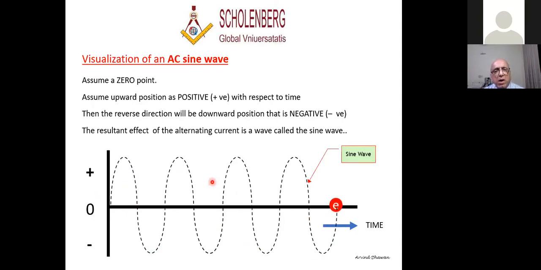Then we talk about the AC sine wave. This is what an AC sine wave looks like, right? If you assume position 0, then one side is positive, the next side is negative. The number of times positive and negative happens in a second is called frequency. If it happens 50 times in a second, it's called 50 hertz frequency. The detailing is explained in the course itself, but this is how it looks.